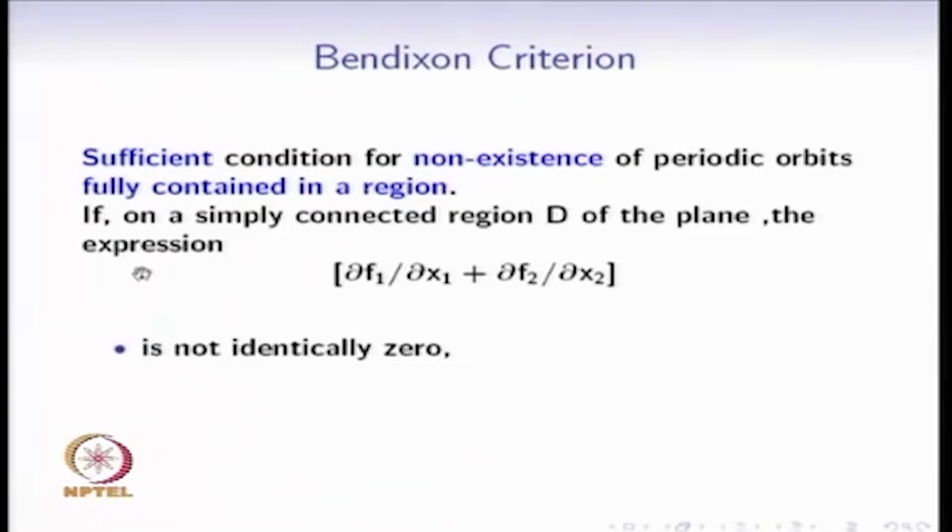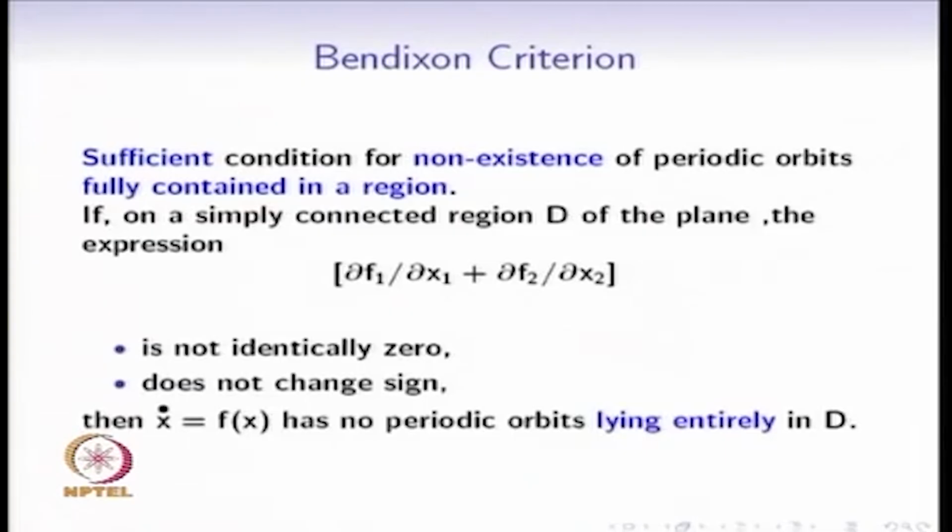So what is the criterion? If on a simply connected region D of the plane, we will quickly see what a simply connected region is, this particular expression satisfies the condition that it is not identically 0 and it does not change its sign, then the system x dot equal to f of x has no periodic orbits lying entirely in D. So inside the region D, we check that this quantity is not always equal to 0 and does not change sign inside D. If those two properties are satisfied, then there cannot be any periodic orbit lying completely in D. Please note that it is only non-existence of periodic orbits fully contained inside D that is guaranteed by the criterion.